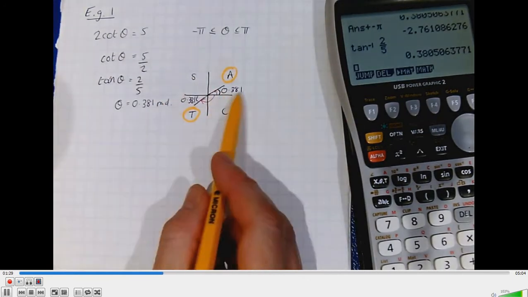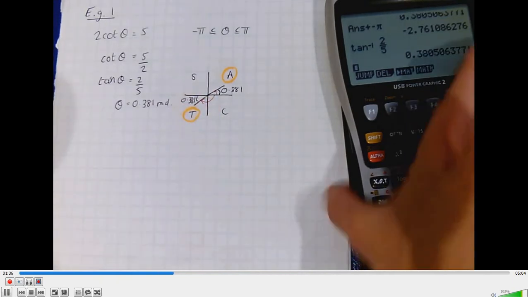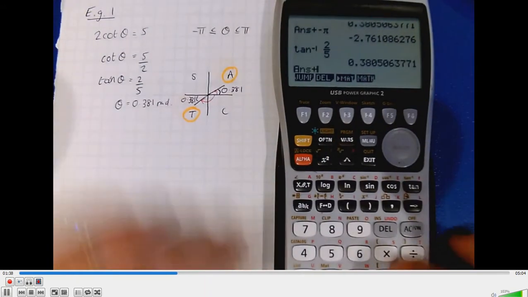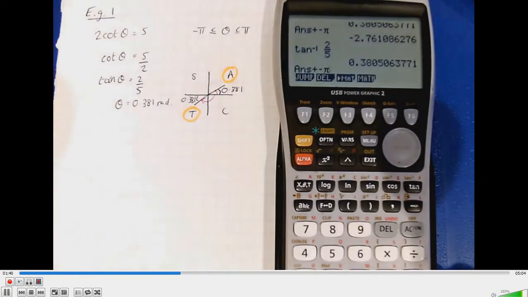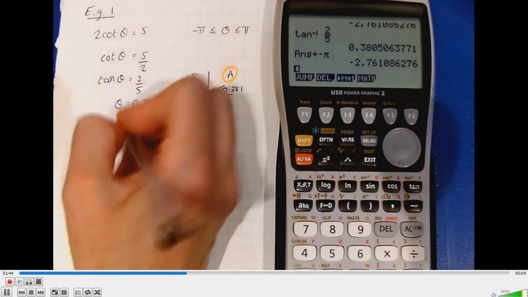So we've already got the positive angle. To get this negative one, we do negative pi plus our 0.381. So we'll add negative pi, and that gives us negative 2.76.